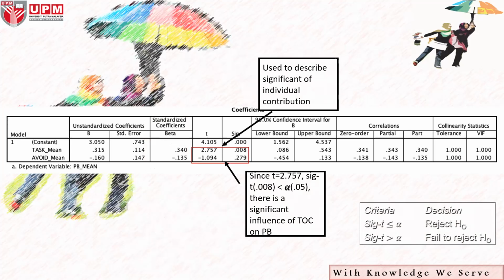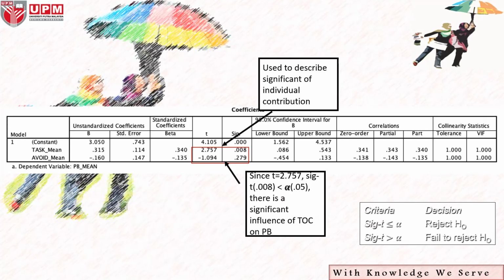Next is to describe the significance of the individual contributions. Just now, we already described how much each individual variable contributed. Now we want to see whether the contribution is significant or not. Sometimes the result indicates that the variable contributed, but it is not significant. That is possible. So to determine whether the contribution is significant, we need to report both the T and significant T values.